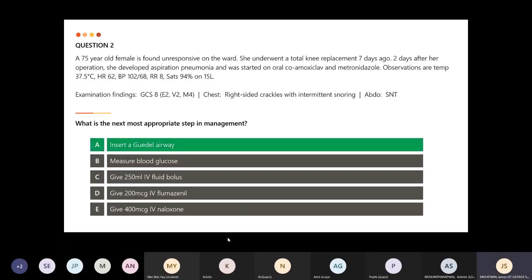Cool, all right, so well done. Most of you went for A, which is the correct answer. So it's insert a Guedel airway. And again, the other answers are completely reasonable. So let's go through why it's A.